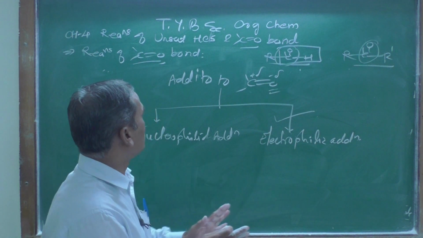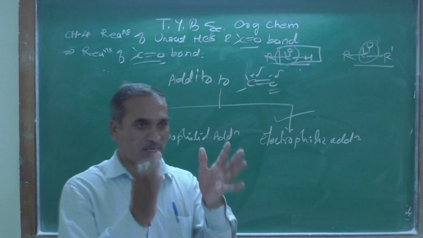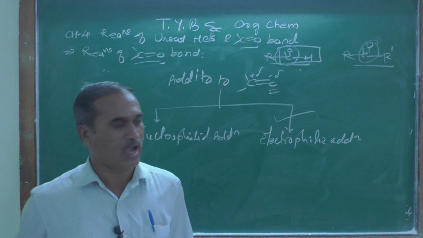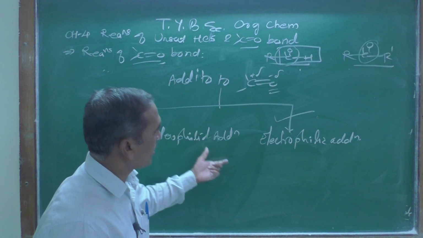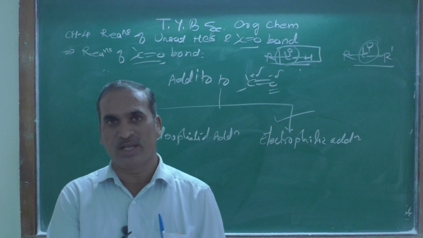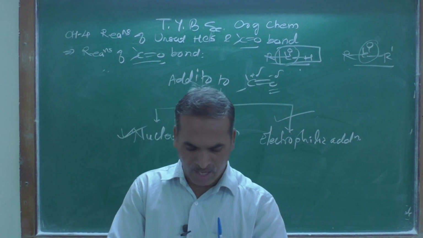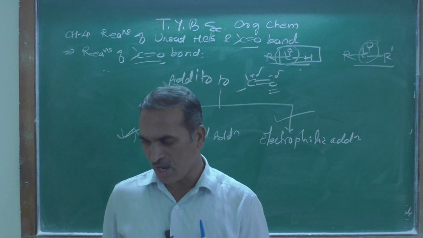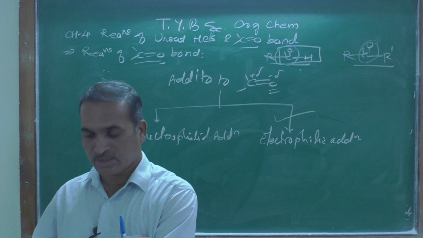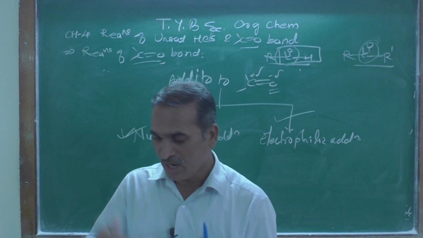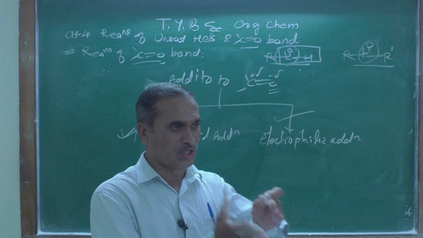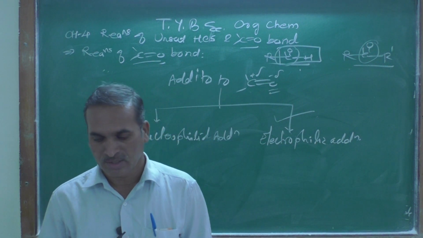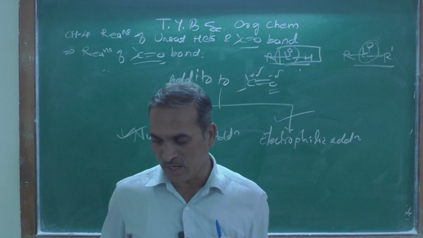So in this way we can broadly categorize addition reactions into two types: nucleophilic addition reaction as well as electrophilic addition reaction. Both reactions occur over there. How they occur, what type of transition state they form, and under what conditions these reactions take place, with this let us stop today here.